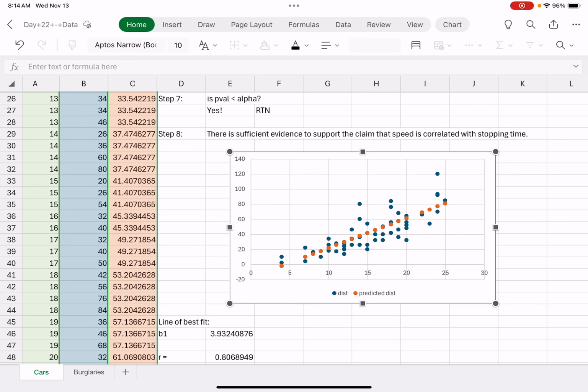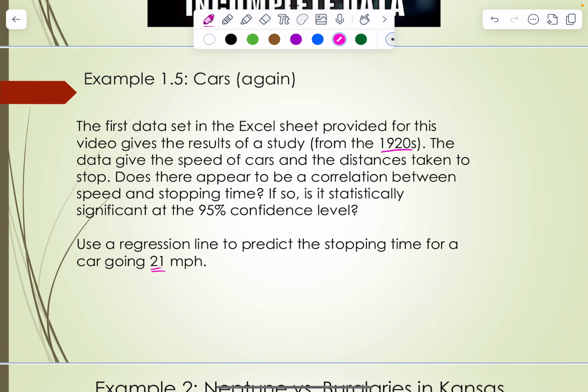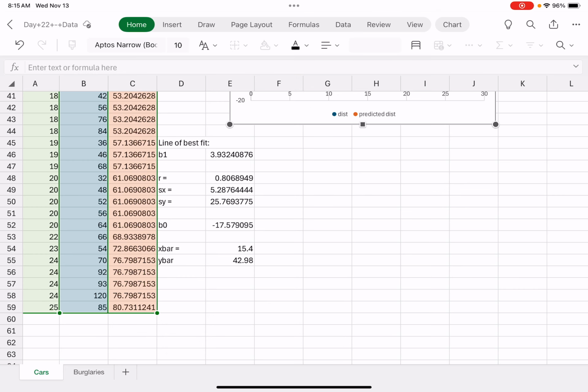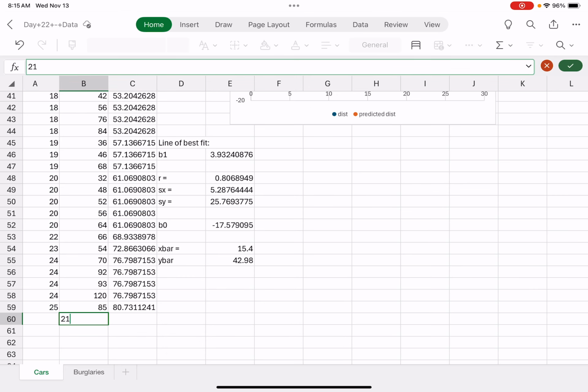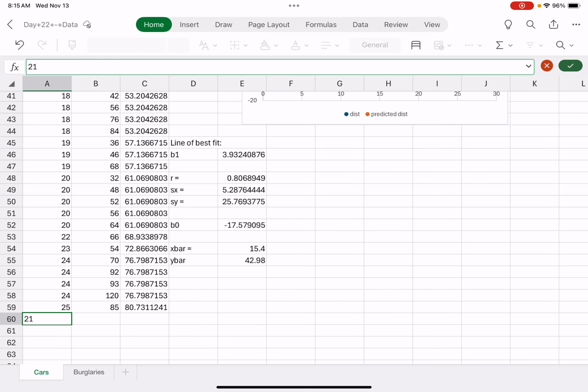And so that's my line of best fit. Okay, now what the question wants me to do is to use this to predict the stopping distance associated with 21 miles per hour. And so what I'm going to do is put this little point in here, 21.